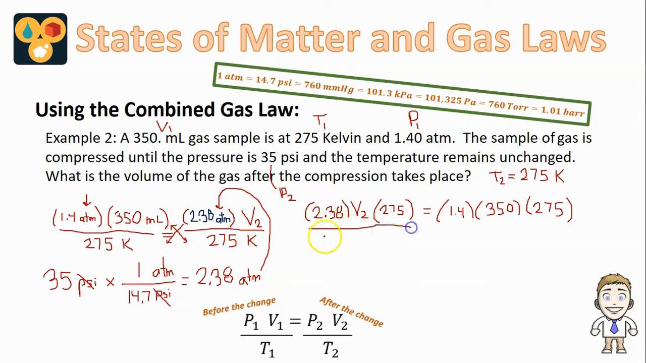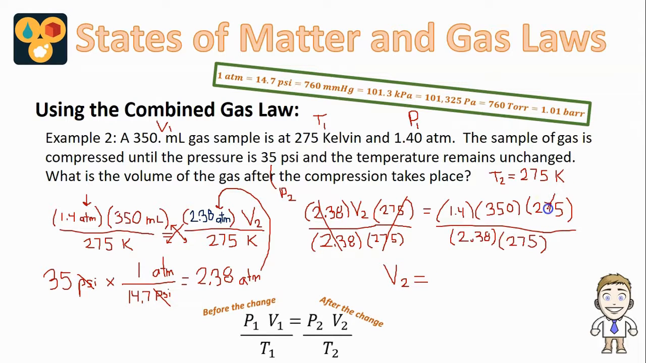Remember, we're going to do this all in one step to get V2 by itself, dividing both sides of the equation by 2.38 to cancel off this part, and also by 275, which will cancel off this part, and then just do the same division on the other side of the equation. And when it's all said and done, we're left with only V2, my new volume. You might also notice that the 275s will cancel over here because the temperatures were the same. So technically the only math you're plugging in is those three numbers right there.